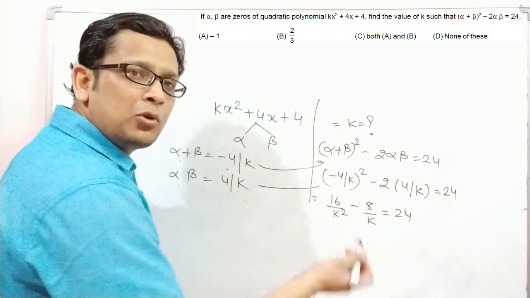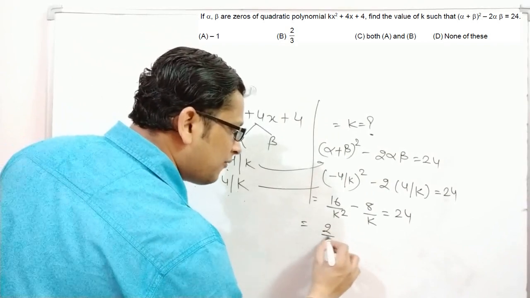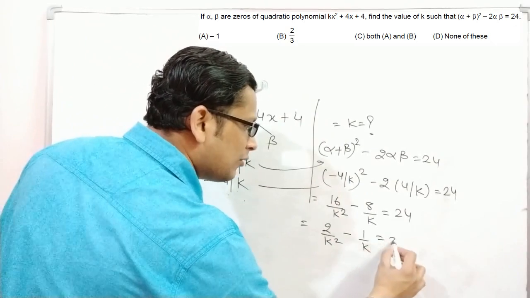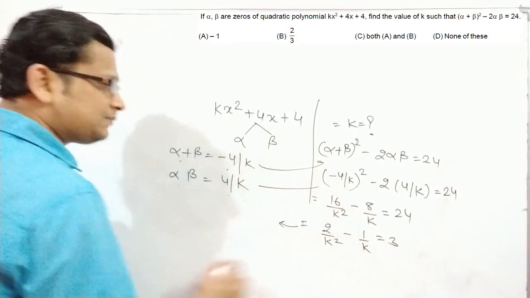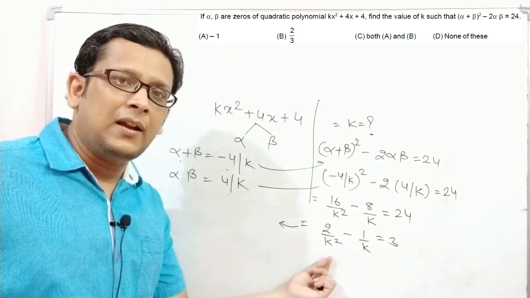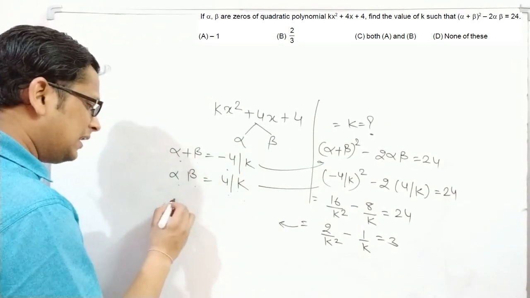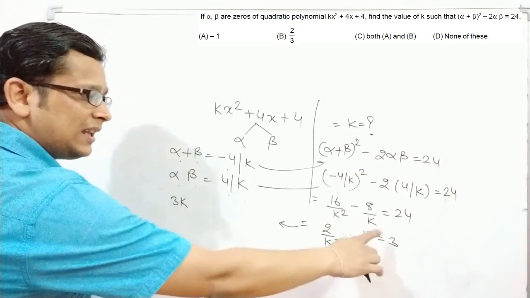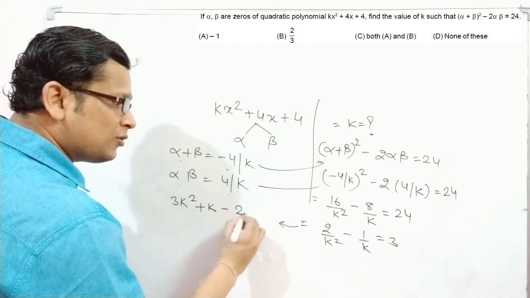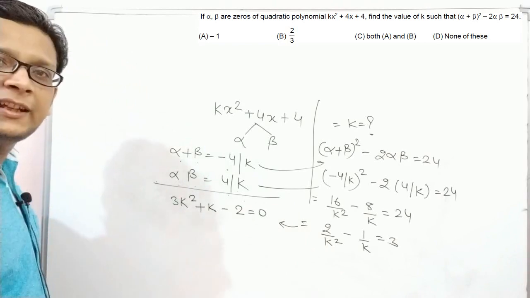After taking 8 common on both the sides and cancelling it out, finally we get twice of 1 by k square minus 1 upon k is equals to 3. After this we take the LCM and find out the value of k. So after this we finally get the quadratic expression 3k square plus k minus 2 is equals to 0. So this is our final quadratic expression over here.